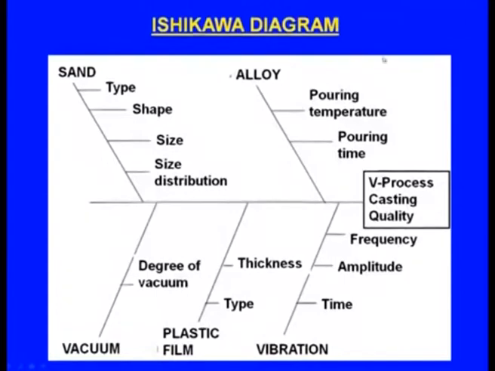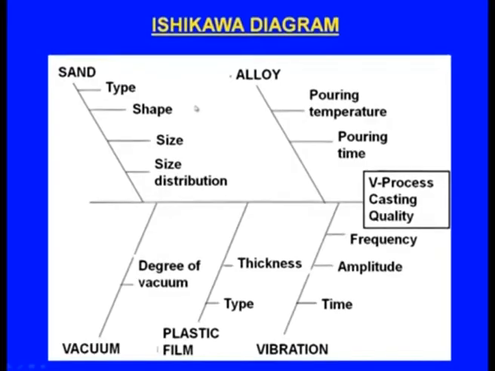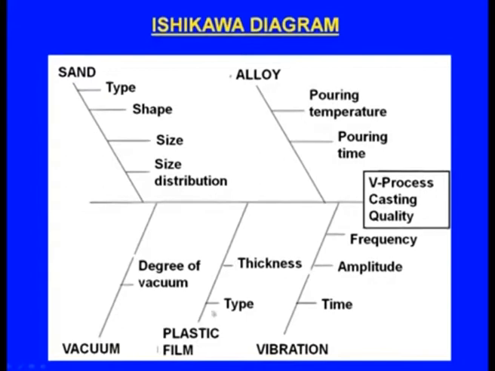Now, here we can see the Ishikawa diagram of the vacuum sealed moulding process. Here we can see there are 5 types of parameters. These are the sand parameters, these are the alloy parameters, these are the vacuum parameters, these are the plastic film parameters and these are the vibration parameters.